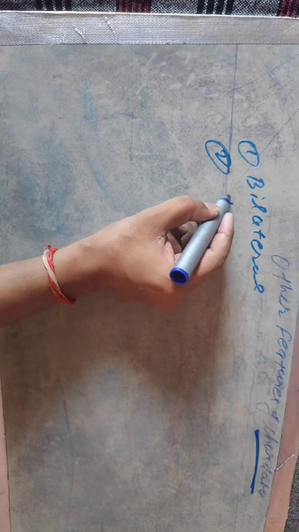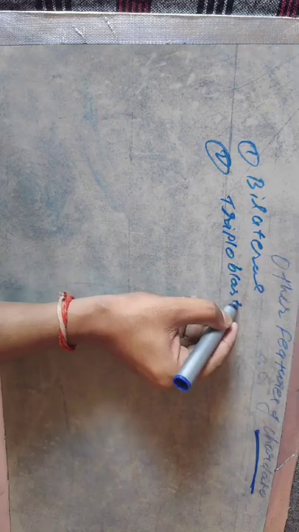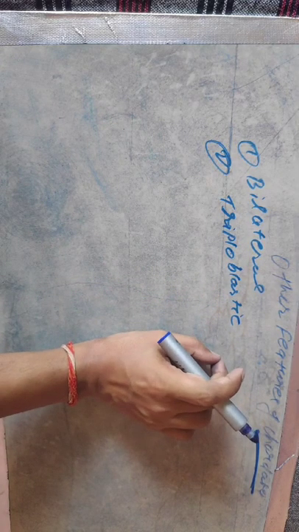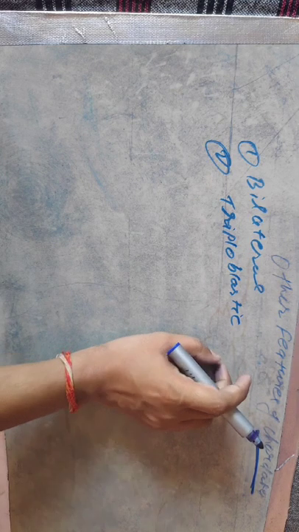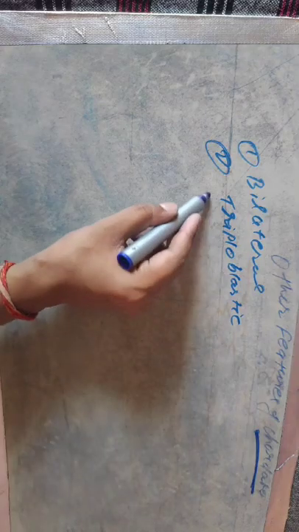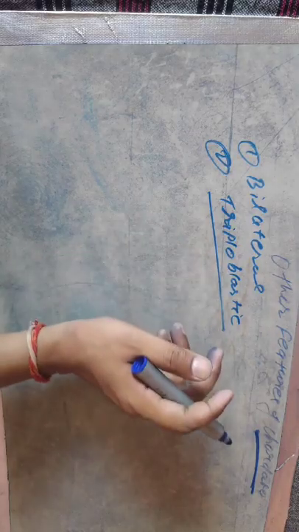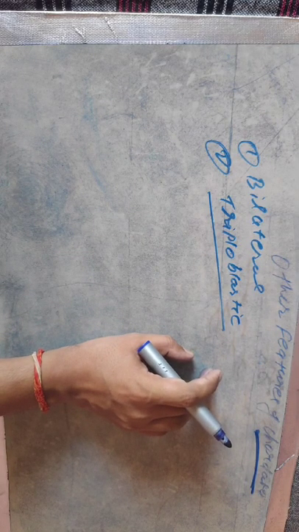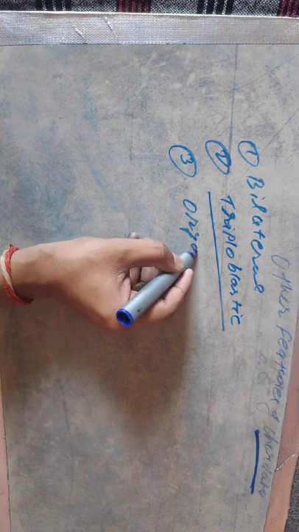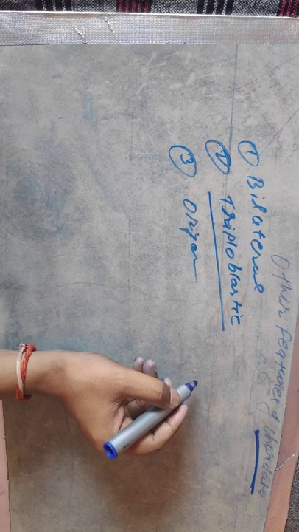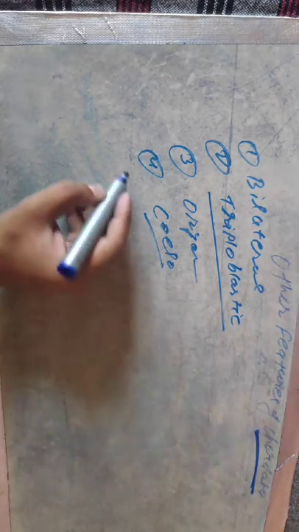The second important feature is that they are triploblastic in nature. Triploblastic means ectoderm, mesoderm and endoderm are the three embryonic layers that develop during embryonic development. An organism that possesses only two layers, ectoderm and endoderm, is said to be diploblastic in nature, as discussed earlier. The third important feature is that the body has organ level of organization. Coelomic cavity is present, so it is coelomate in nature.